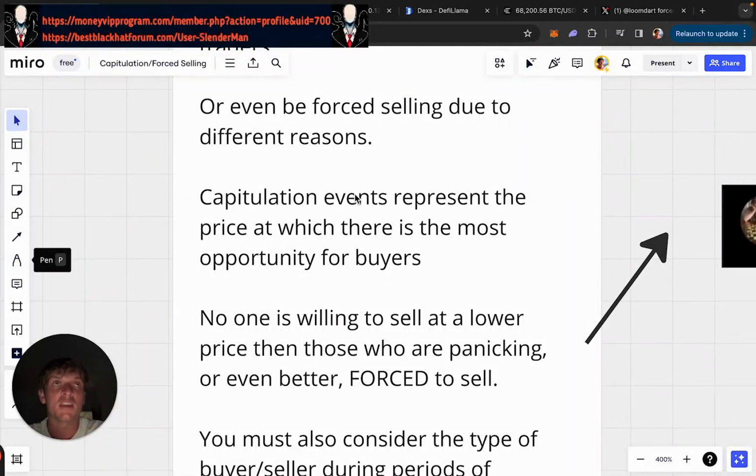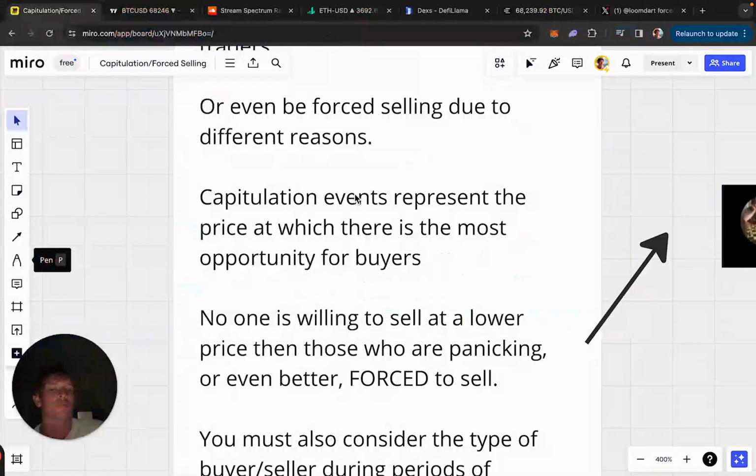basically the price at which there is the most opportunity for buyers, because when you think about it, selling and buying is driven by emotions. What is the strongest emotion that someone can feel that leads to them wanting to sell at the lowest price? Well, it's capitulation. Capitulation is the strongest emotion an individual can feel that will make them want to sell something at the lowest possible price.